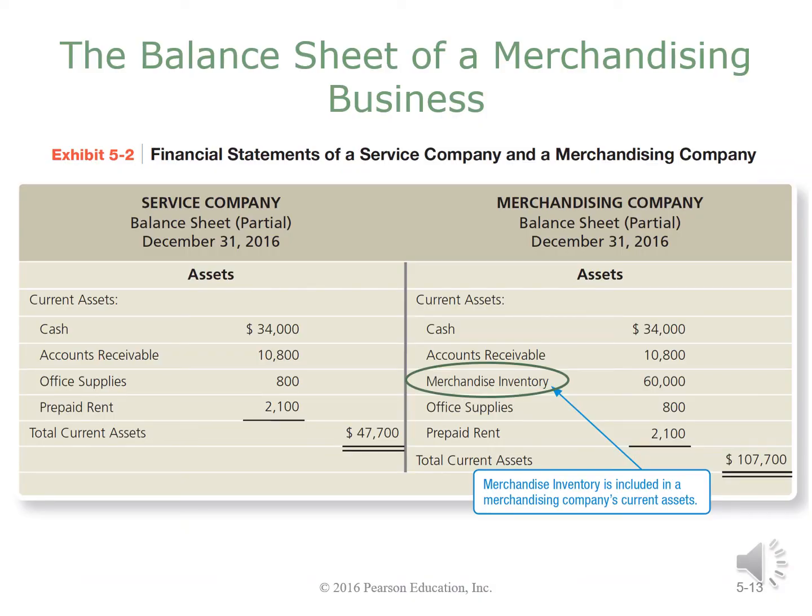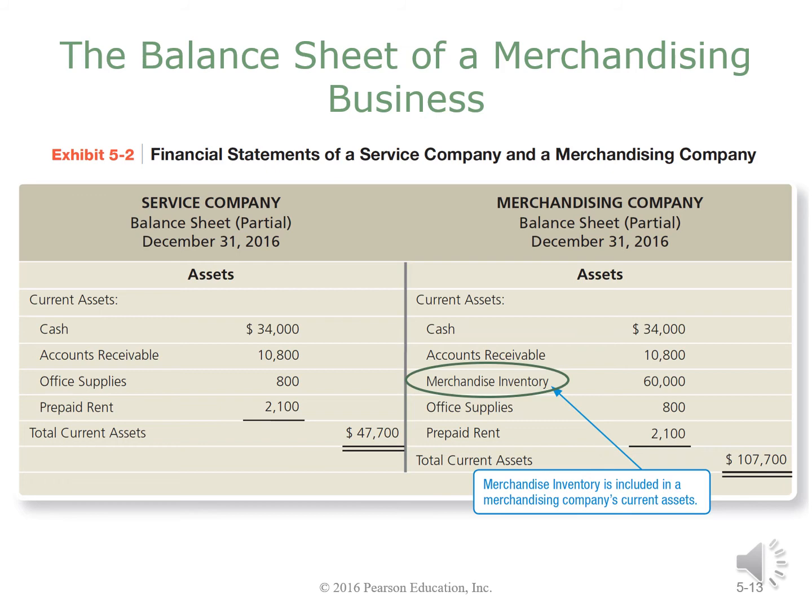Before we start our journal entries, I want to show you one more thing. This is the current assets section of 2 companies' balance sheets. On the left, you see a service company balance sheet. That's the one you're most comfortable with. On the right, you'll see a merchandising company's balance sheet, the current assets section at least. There's one change here that's important.